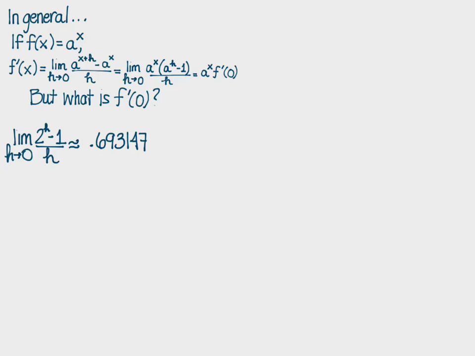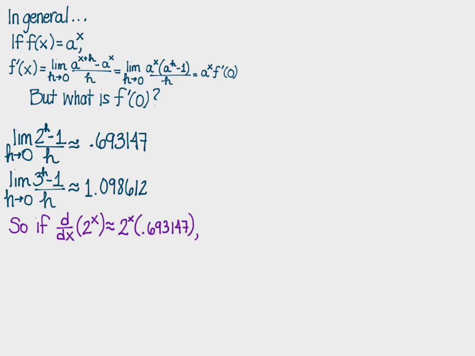We can approximate these limits by plugging in values very close to 0 from both above and below, and we get that the limit as h goes to 0 of 2 to the h minus 1 over h is approximately 0.693147. The limit as h goes to 0 of 3 to the h minus 1 over h is approximately 1.098612.